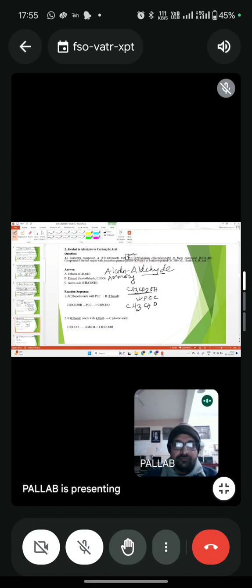And let's check the formula of B, that is C2H4O. This also matches. So compound A is ethanol, compound B is an aldehyde.